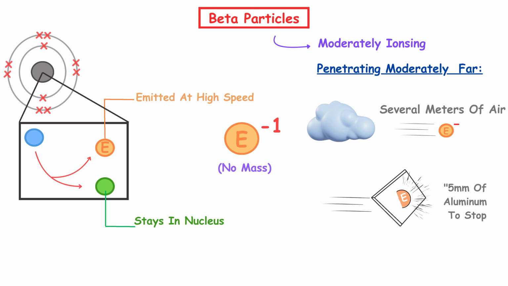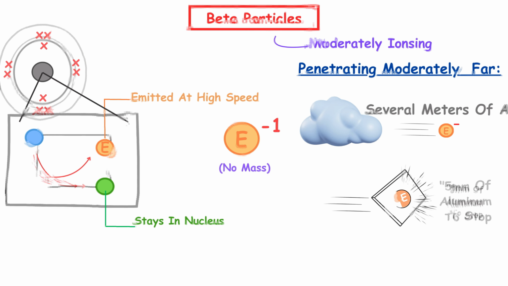Because beta particles are small, they're moderately ionizing and moderately penetrating, taking several meters of air or a few millimeters of aluminum to stop them.